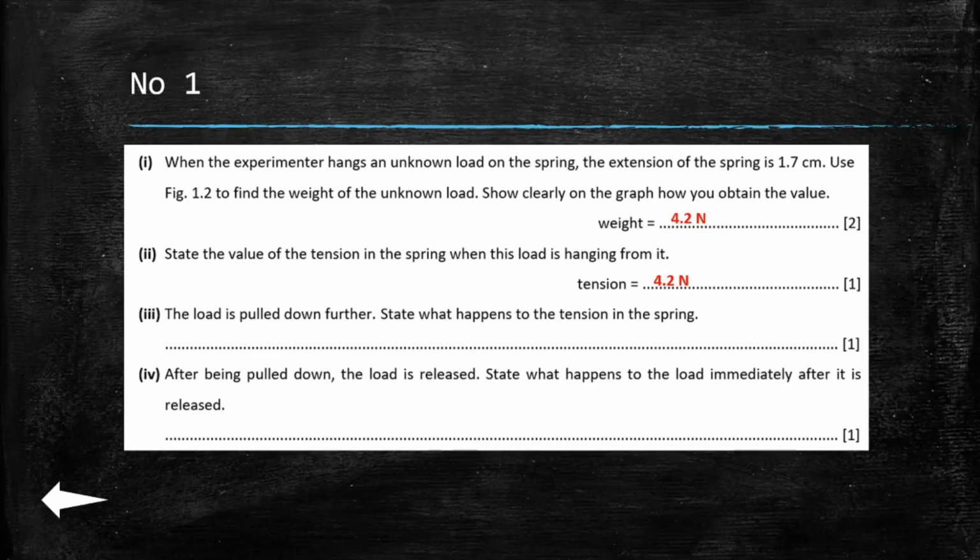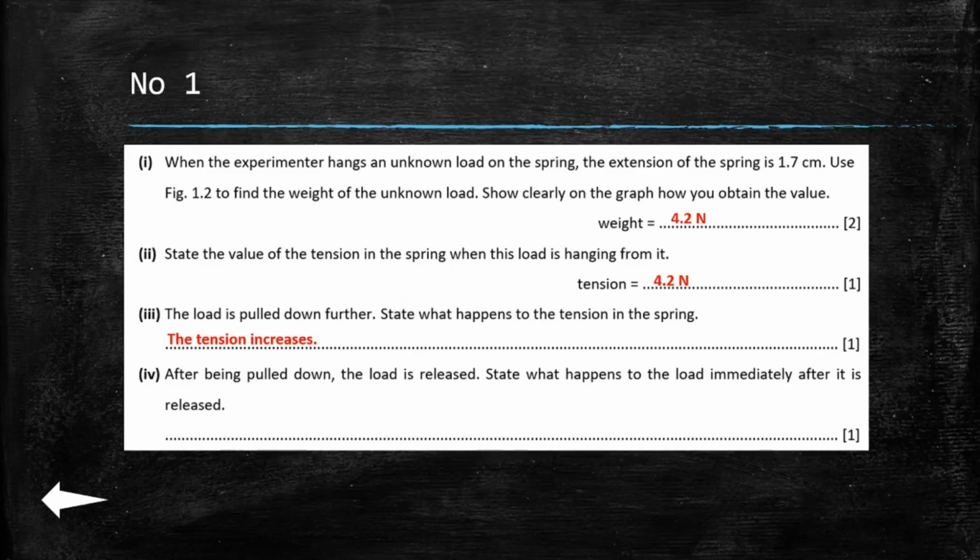Question 1biii. The load is pulled down further. State what happens to the tension in the spring. When the load is pulled down, the tension increases because it has to follow the rule that the resultant force equals 0 when the body does not move. So that's the answer for question 1biii. The tension increases.